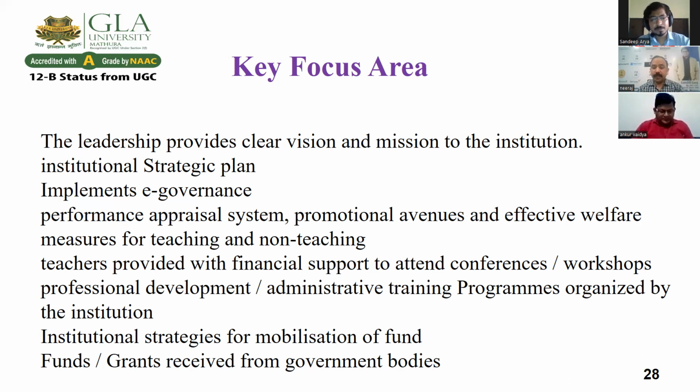If somebody is an assistant professor moving to associate professor, what are the necessary things, what is the API system, something like the annual performance appraisal system. So all these things are included in this criteria 6.